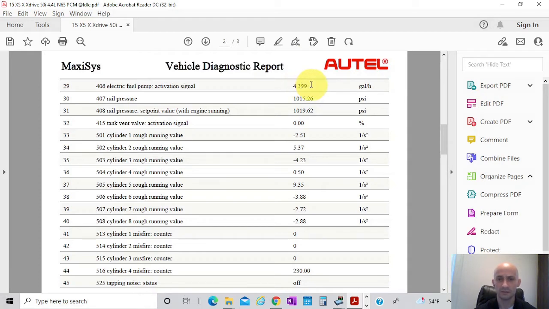And they told the customer they're going to have to disassemble the engine because there's scoring on the cylinder wall. Now the customer just wanted to get a second opinion on it, so this is why I'm here doing this.